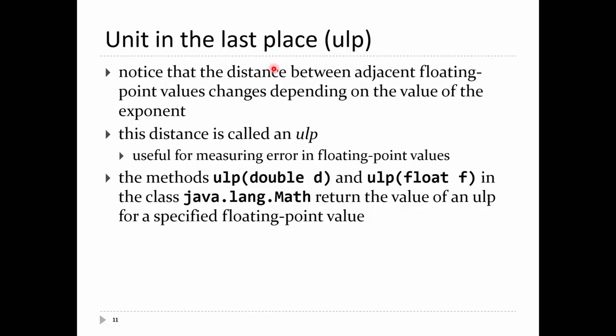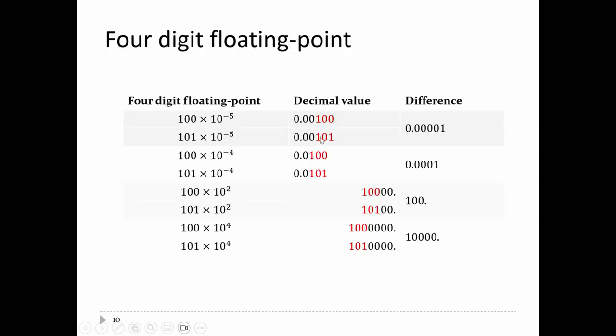unit in the last place. So that's called an ULP. The ULP is the distance between adjacent floating point values. Now notice that the value of an ULP, the magnitude of an ULP, changes depending on the magnitude of your number.